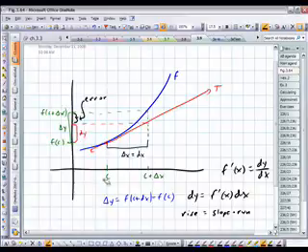As we go over from c to c plus delta x, along the curve we go from a height of f of c to a height of f of c plus delta x. And so our change in y along the curve is called delta y. That's the exact change. So delta y is the difference in the y values, f of c plus delta x minus f of c.